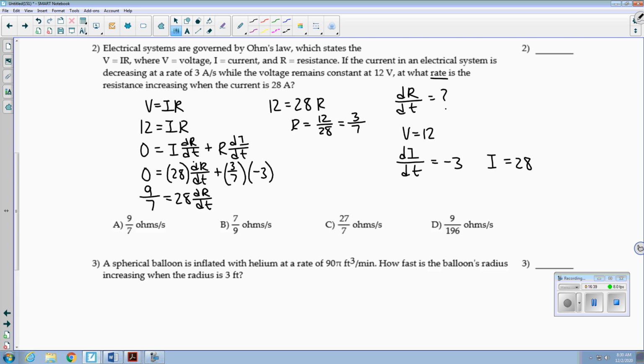Dividing by 28 is the same thing as multiplying by 1 over 28. So we're going to have 9/7 times 1 over 28. 7 times 28 is 140 plus 56, which is 196. So 9/196. And that's the only one. Yep, there is an answer here in ohms per second.